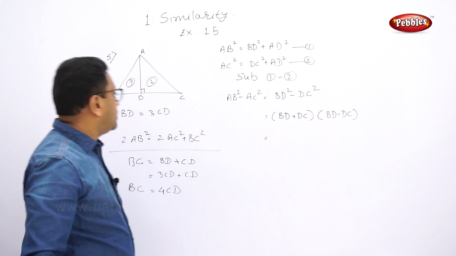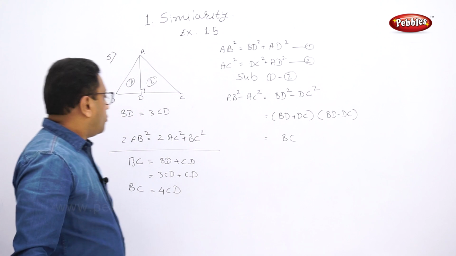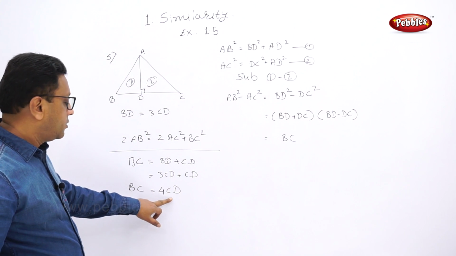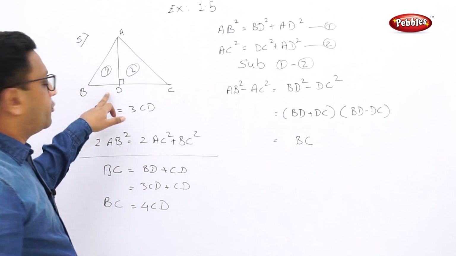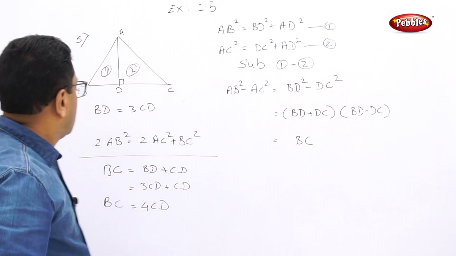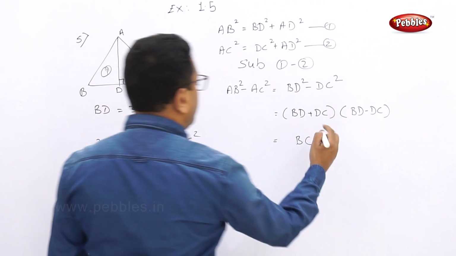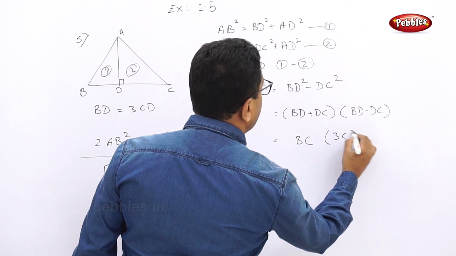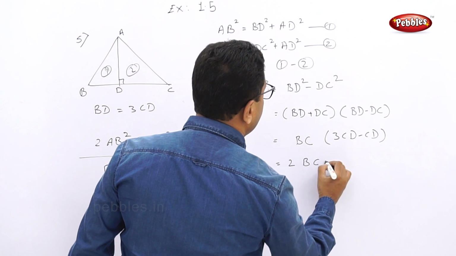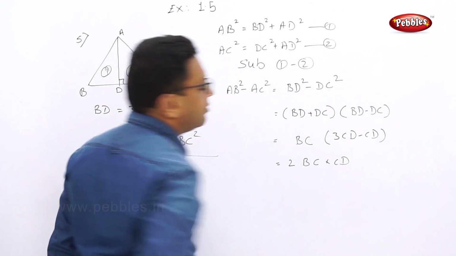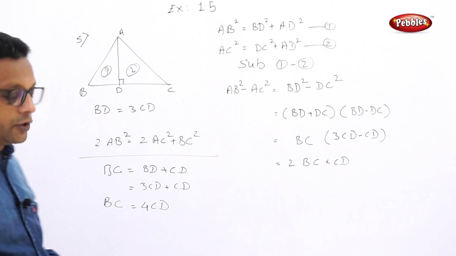But what is BD plus DC? BD plus DC is nothing but BC, from the figure given. And what is BD here? BD is already given 3DC or 3CD. So I will just substitute this value of BD, which is 3CD minus CD. So we have twice BC into CD. You write CD or DC, it's one and the same. Okay. So now we have got this equation.